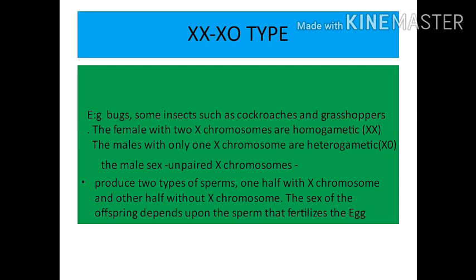The female is homogametic, having XX chromosomes, and the male has only one X chromosome and another one without X chromosome, so it is heterogametic. The presence of the unpaired X chromosome determines the male sex. The male with unpaired X chromosome produces two types of sperm, one with X and another one without the X chromosome.